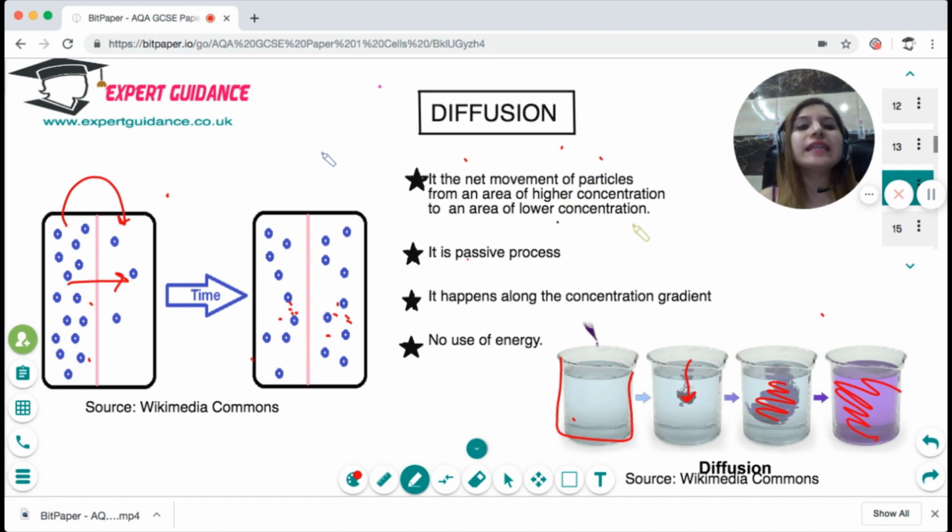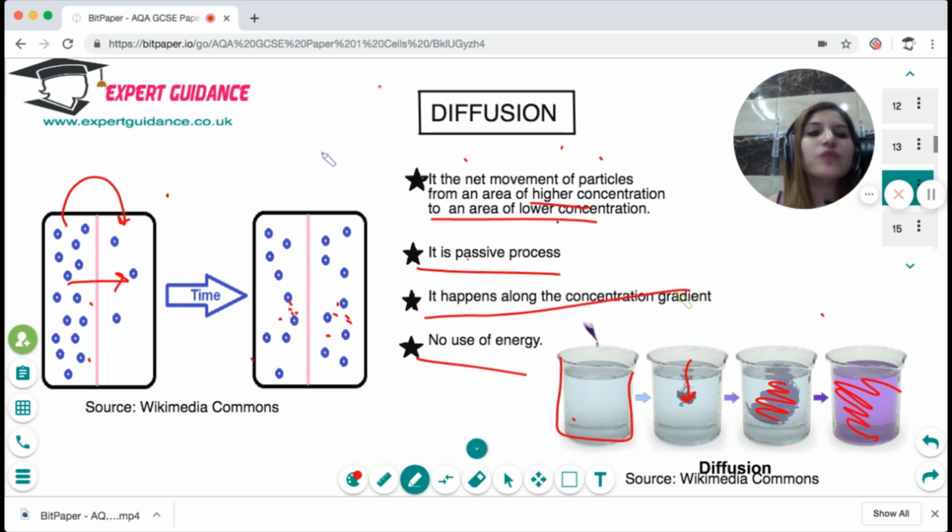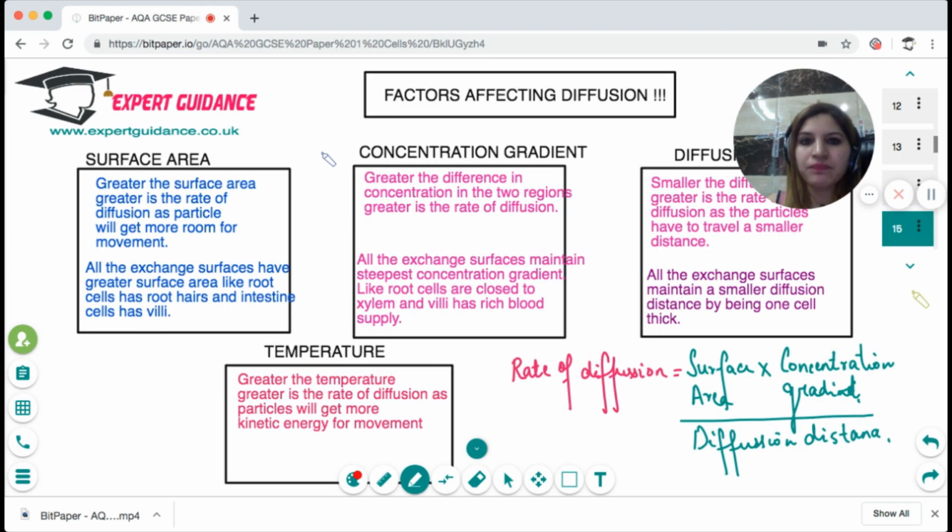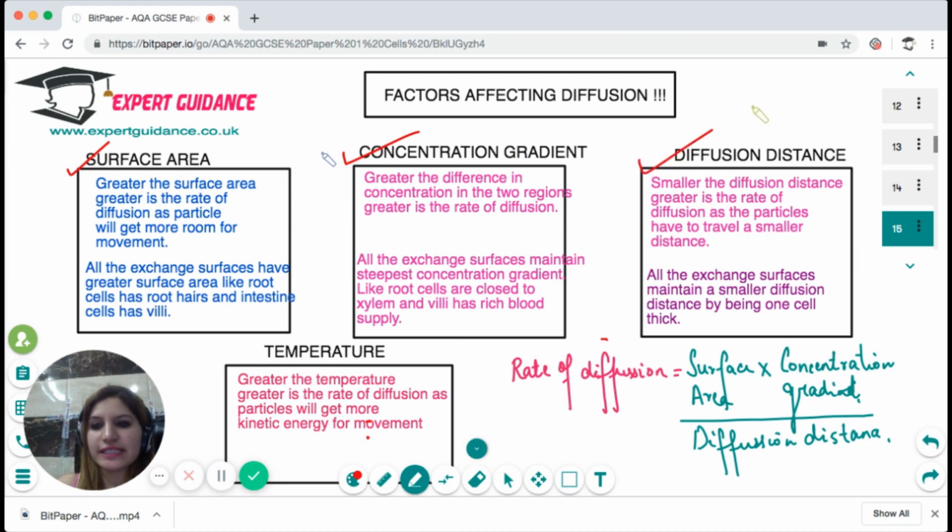You will say it is the net movement of particles from an area of a higher concentration to an area of lower concentration. It is a passive process, so it does not require energy as the particle moves along the concentration gradient. Now, what are the factors that affect diffusion? Now, the diffusion is dependent on four important factors. One is the surface area. Second is the concentration gradient. Third is the diffusion distance. And fourth is the temperature. Now, greater the surface area, greater is the rate of diffusion of the particle, because if the surface area is more, the particle will get more room for movement.